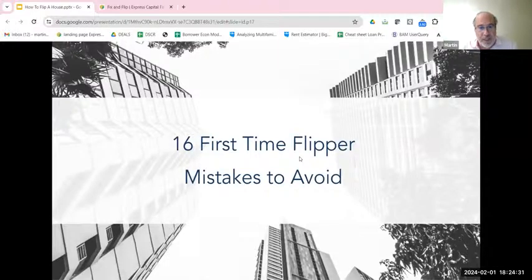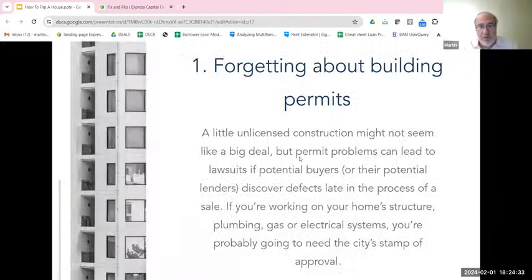So, 16 mistakes to avoid in your fix and flips. Do you want to get an unlicensed contractor? It may not seem like a big deal. Mostly everybody doesn't use a licensed contractor. And by the way, hard money lenders, we don't look at the contractor's license. We don't look if he's licensed, unlicensed, his permits. So that's a very common thing. So don't worry about that.